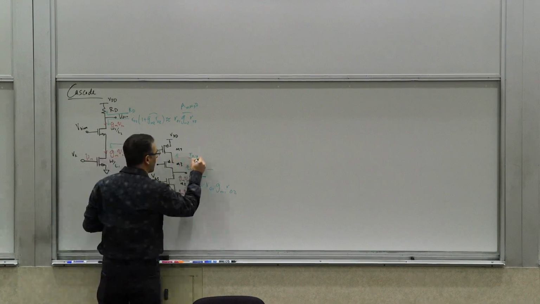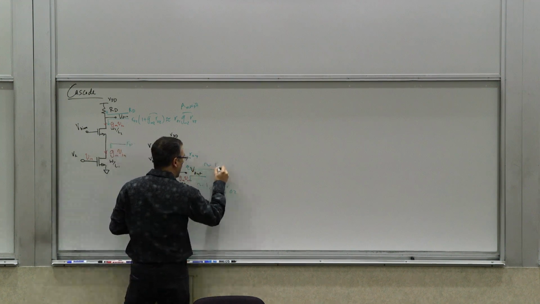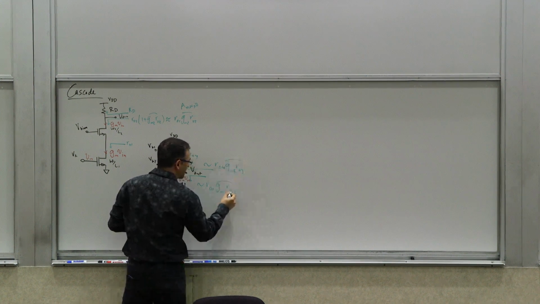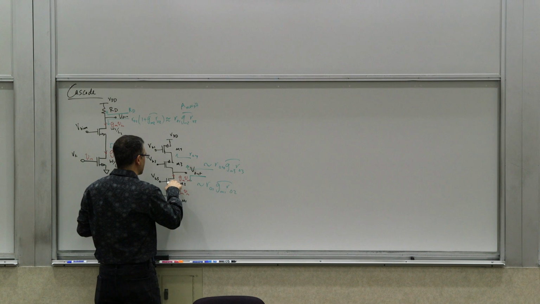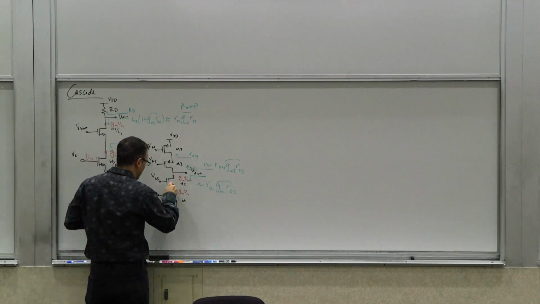You see RO4. And looking into here, you see basically RO4 times GM3 RO3. It gets multiplied at the maximum intrinsic gain of this stage, the same thing as this stage. I'm missing an arrow here.